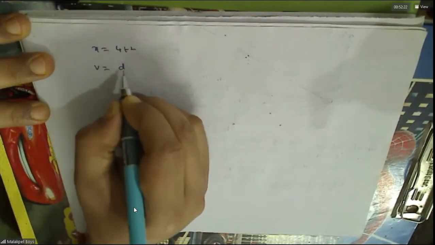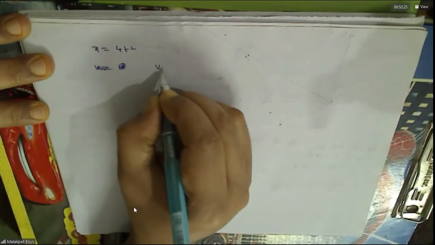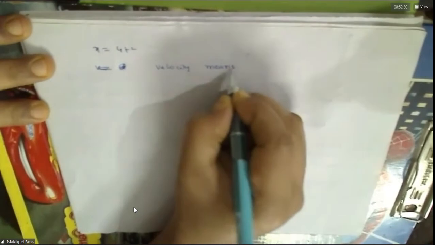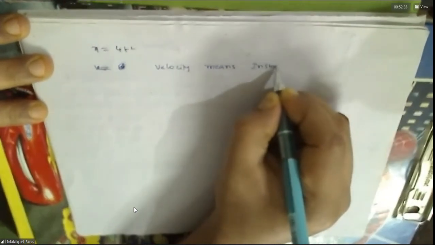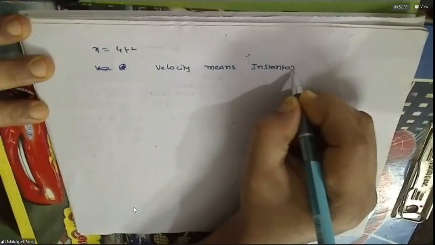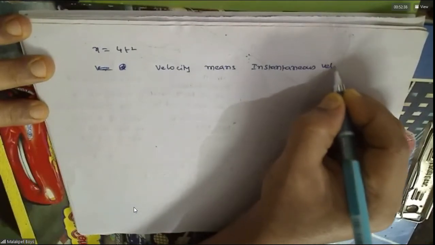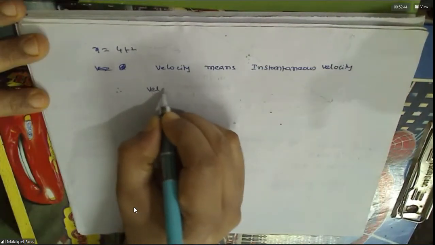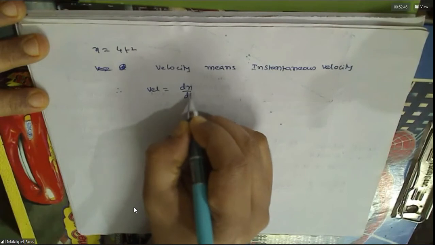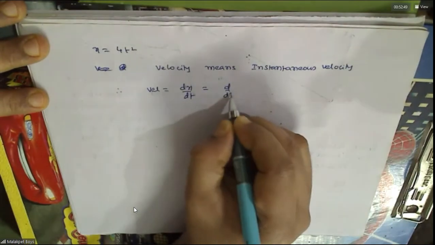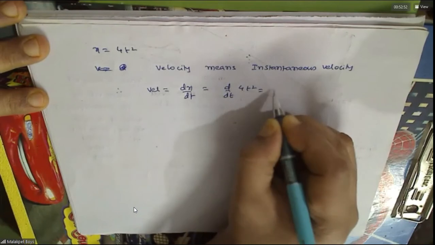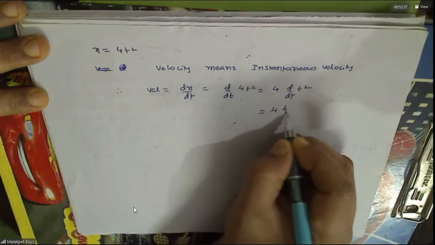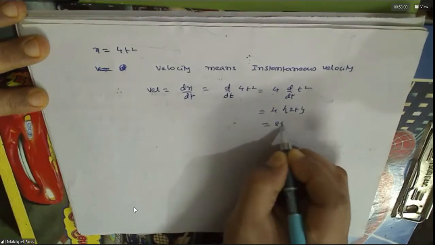When we say only velocity, it is instantaneous velocity always. If it is average, they'll mention that. Therefore, velocity is nothing but dx by dt, that is d by dt of 4t square. 4 into d by dt of t square, 4 into 2t. This is nothing but 8t.